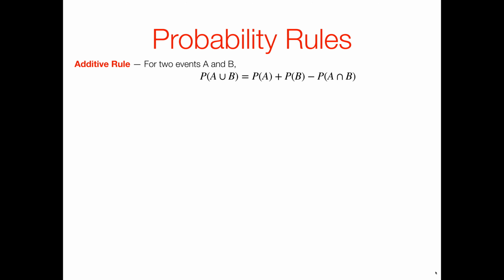And back to our additive rule, the reason we have to do the probability of A plus the probability of B minus the probability of both is because we need to subtract off anything we could be accidentally double counting.